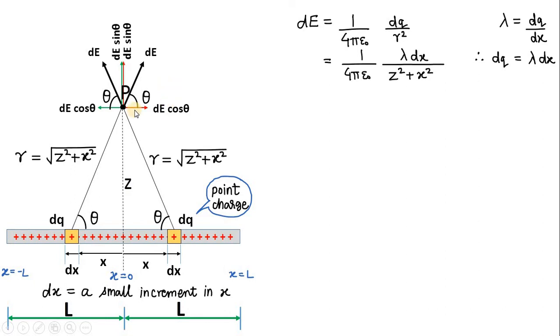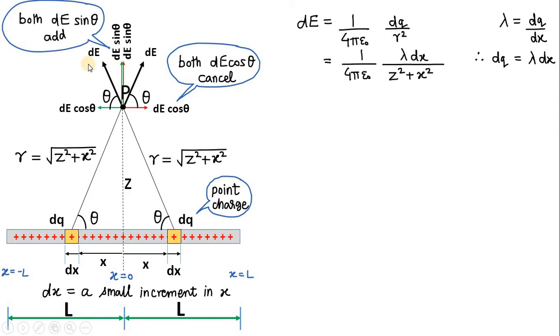So we have resolved both the vectors into components, and we observe that both of these dE cos theta components are equal and opposite to each other, so they will cancel each other. And what about the dE sin theta components? Both are in the same direction, so they will add with each other, and we can say the net electric field at the point P must be in the y-axis direction only due to all the elements.